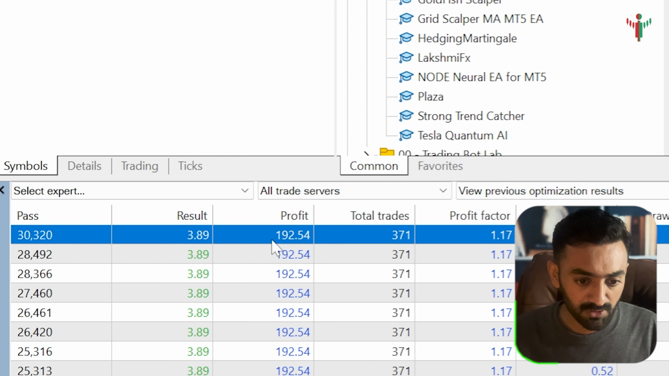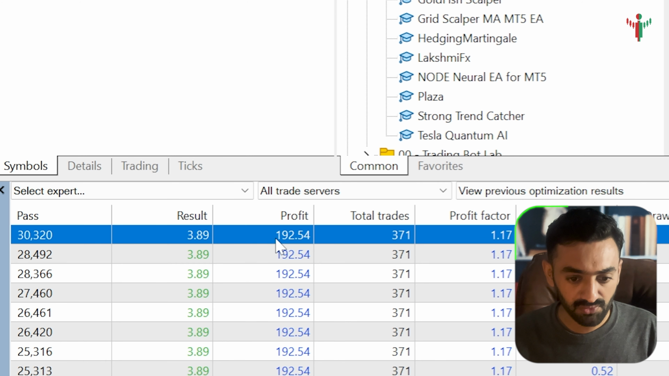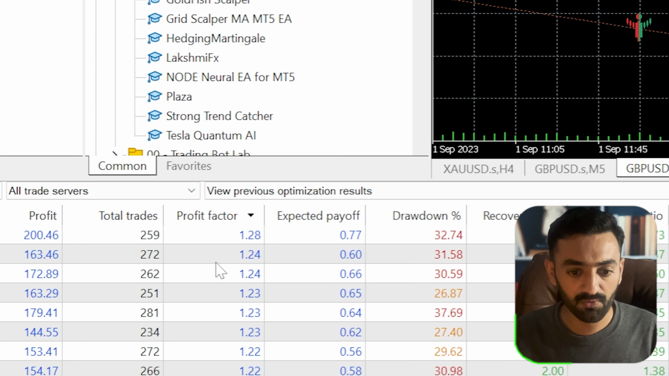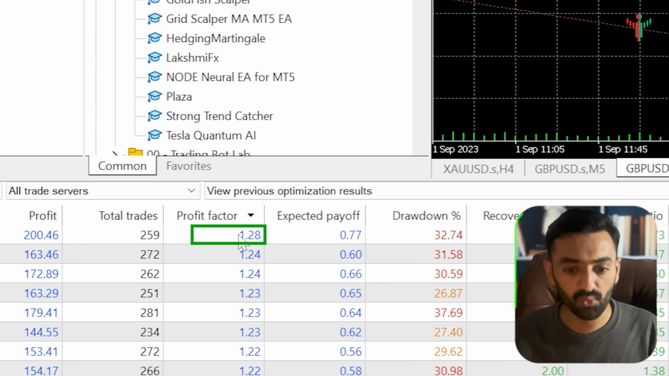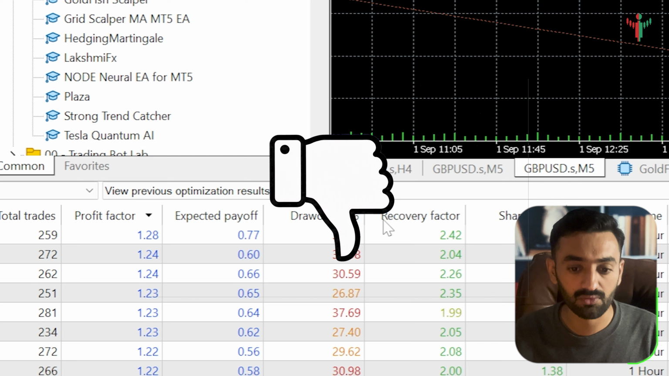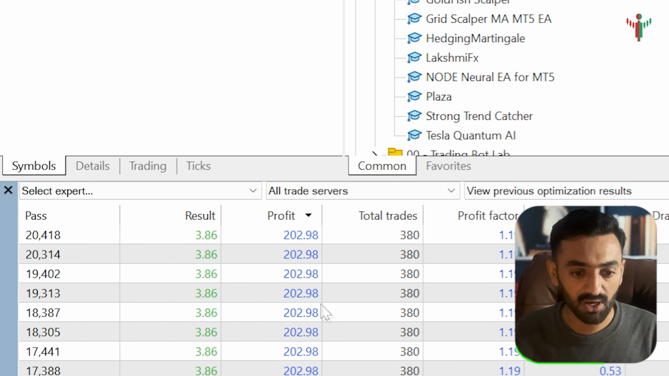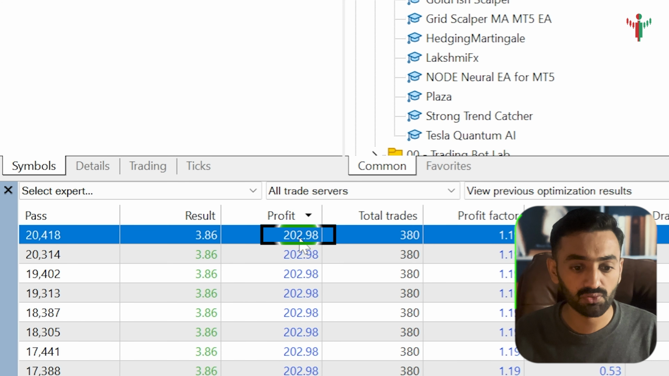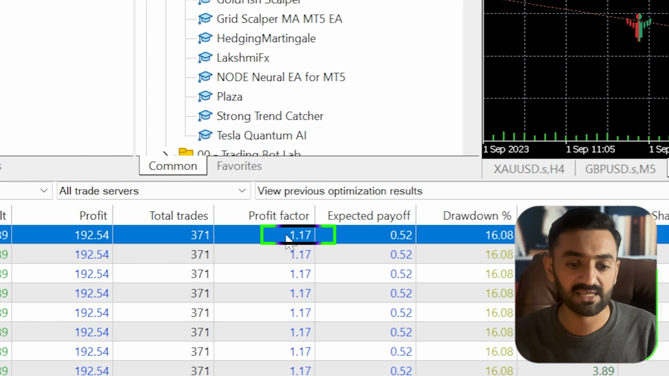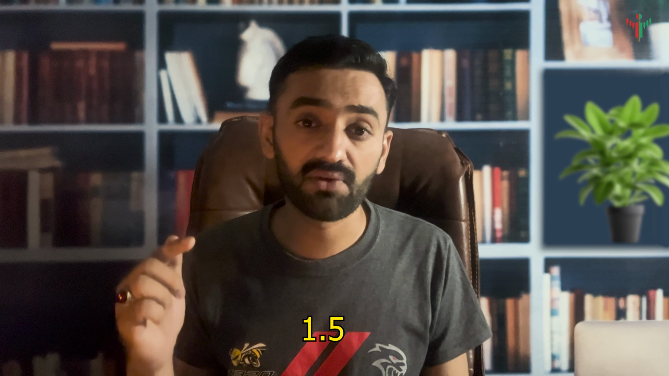And here the total profit is $192 for a drawdown of 16%. So when I check for the highest profit factor, which is 1.28, the drawdown is 32% with a recovery factor of 2.4, which is not good. So the highest profit I got on the GBPUSD is $202, but the profit factor is 1.17, which is lower than our specified 1.5, but it's okay.